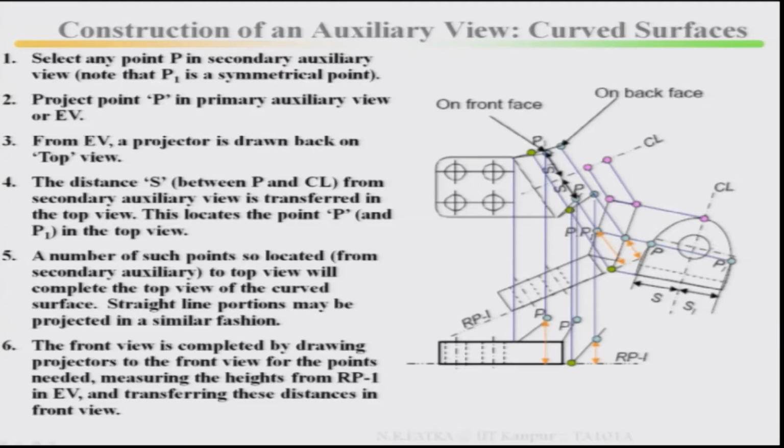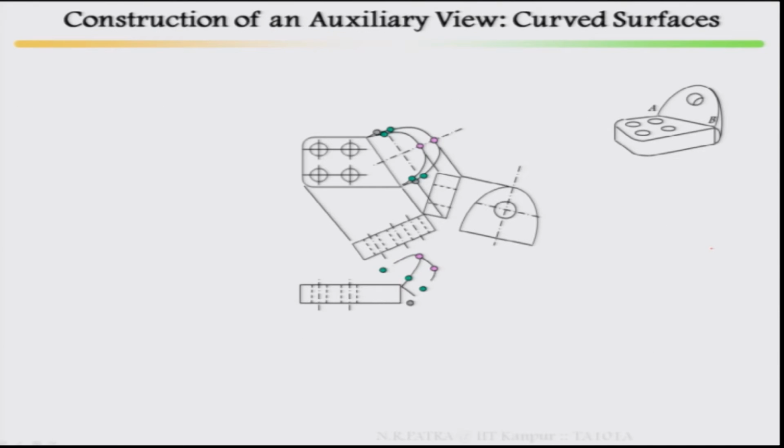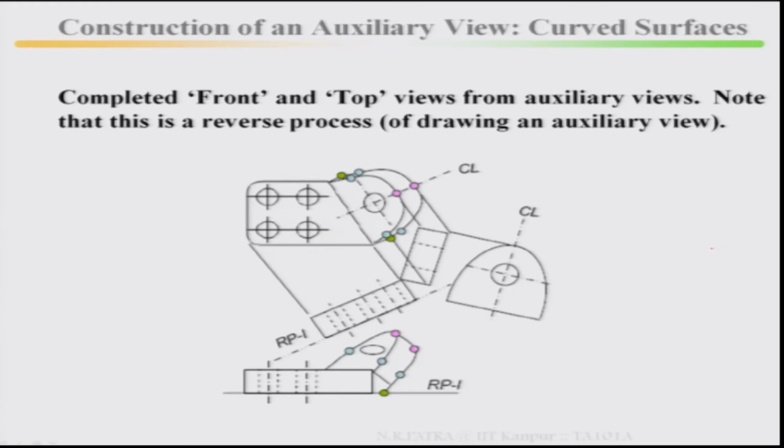Straight line portions may be projected in a similar fashion. The front view is completed by drawing projectors to the front view for the points needed, measuring the heights from the reference plane 1 in the edge view and transferring this distance to the front view. You see how it looks. This is the procedure I have said. If you start step by step with a reference line, reference plane, you will get this curved surface. Completed front and top view from auxiliary views.